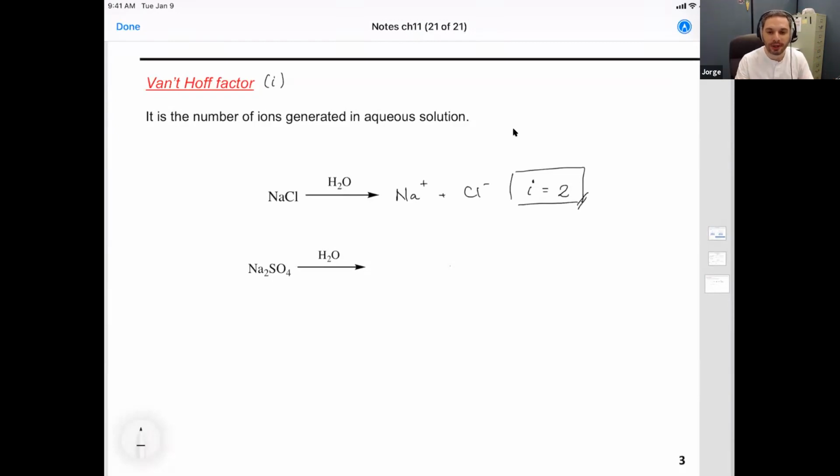Now, what would be the Van 't Hoff factor when we have sodium sulfate dissolved in water? Attention here, because now we have 2 sodiums in the formula, so that's going to result in 2 Na+ and 1 sulfate ion. Now, the Van 't Hoff factor for sodium sulfate is going to be 2 cations and 1 anion, therefore 3.